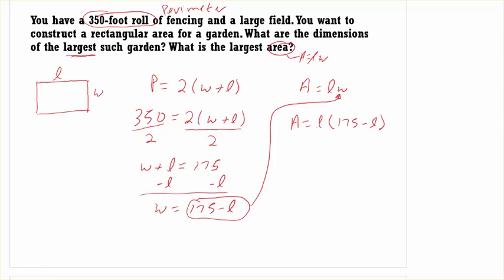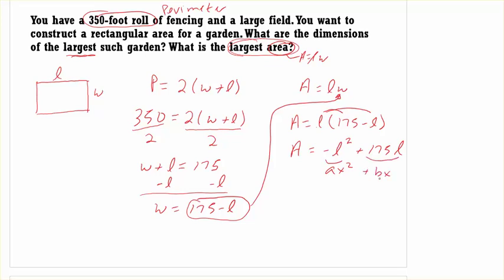And then if we distribute this L, we have area equals minus L squared plus 175 L. Now we're going to go back to what is the largest area, and then we can work from there. So in this instance, we will recognize that this is in the form of ax squared plus bx.